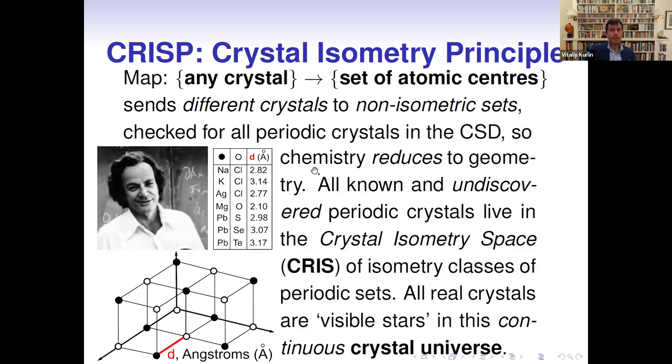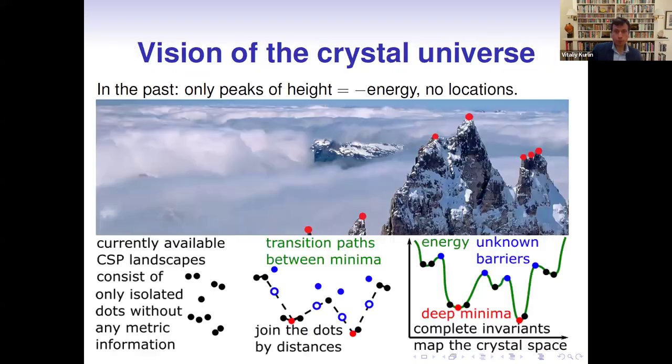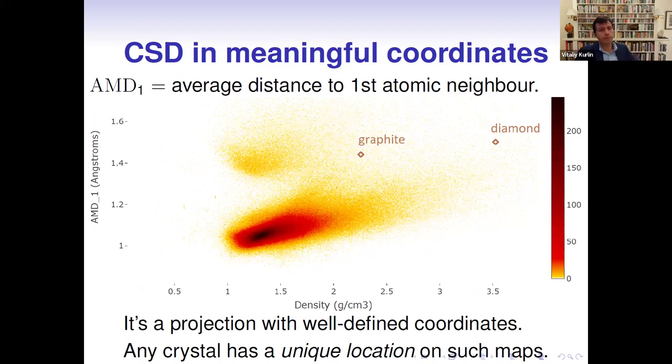What does it mean? It means that any crystal, already known, but also any crystal that will be discovered in the future, all these real crystals should live at different, uniquely defined locations in the common crystal isometry space, in the space of isometry classes of all periodic point sets. So all known crystals are already visible in this continuous universe, but all not yet discovered crystals will also be there. Since I should finish quickly, let me show one particular projection of this crystal isometry space to two very simple coordinates: the density, which is well known to chemists, and our simplest invariant, the average minimum distance to the first atomic neighbor.